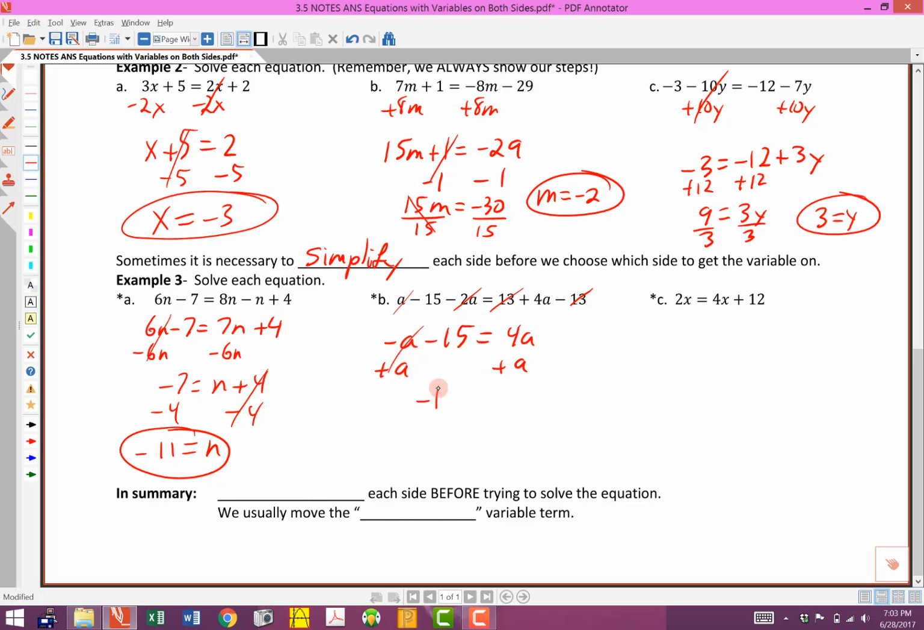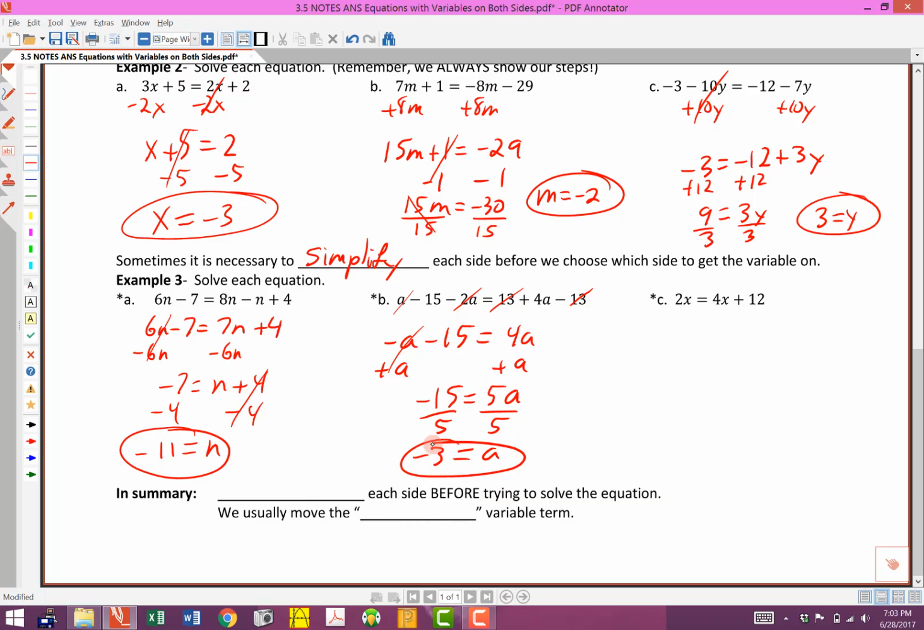So those are going to cancel. Negative 15. We get 5a right here. Divide both sides by 5. And let's see, negative 15 divided by positive 5 is going to be negative 3. So there's our answer on that one.